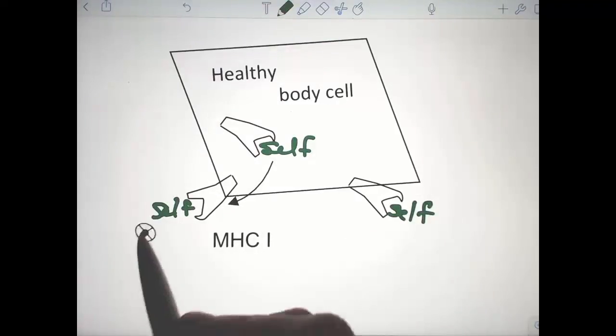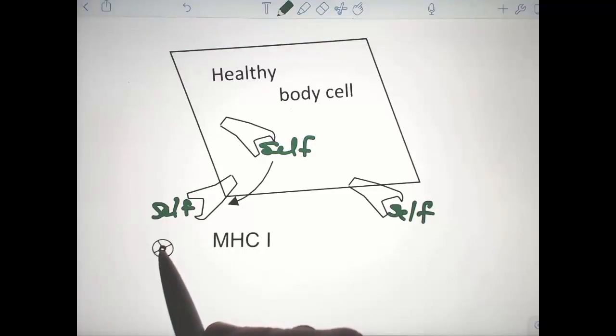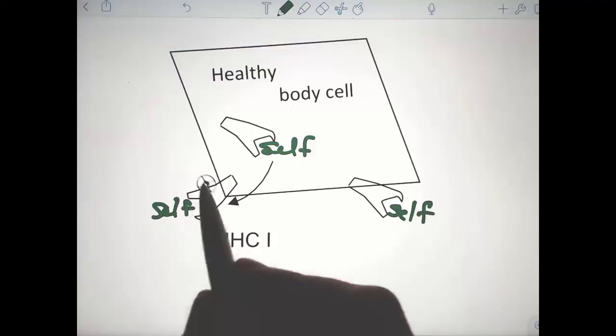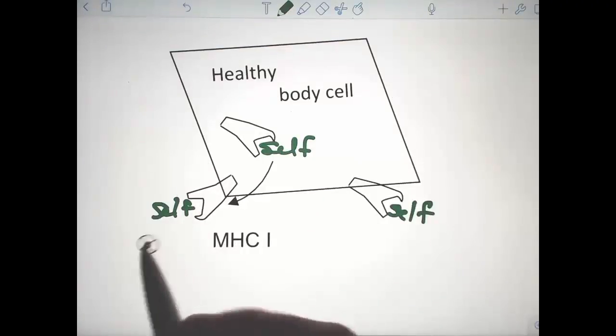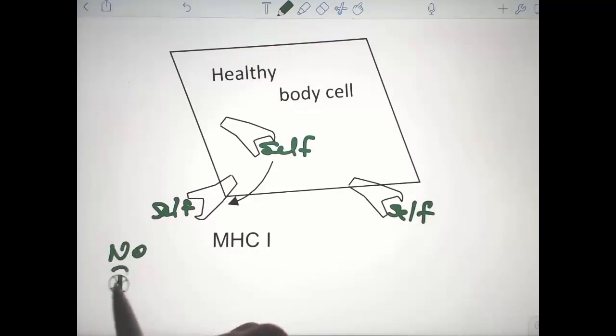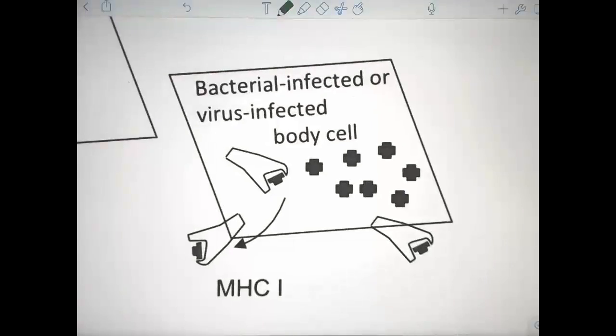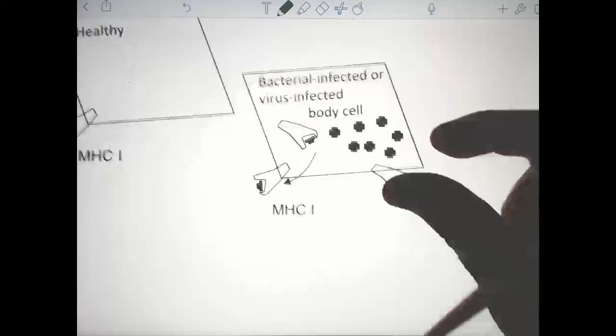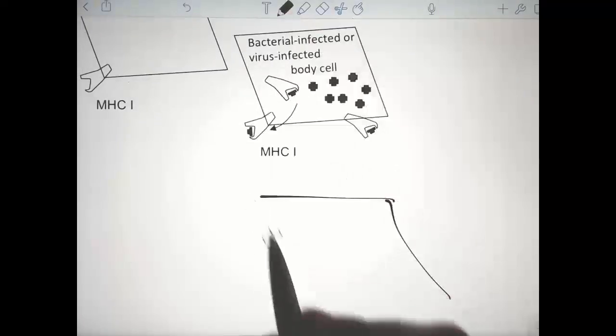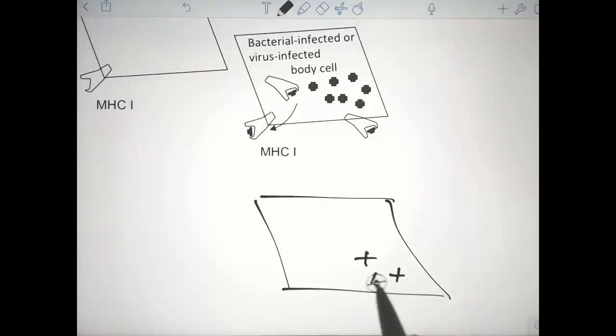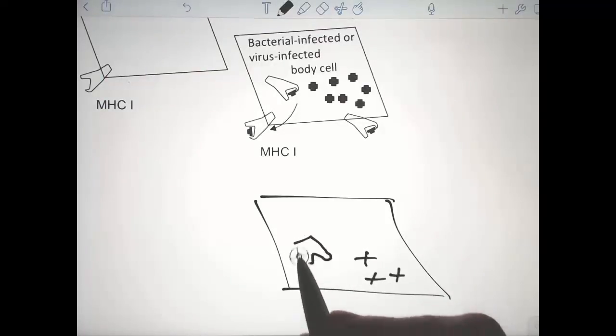And any T cell that could bind a self molecule is killed during development, so in early stages of embryonic development. And so these provoke no response. So we get no response from a healthy cell.